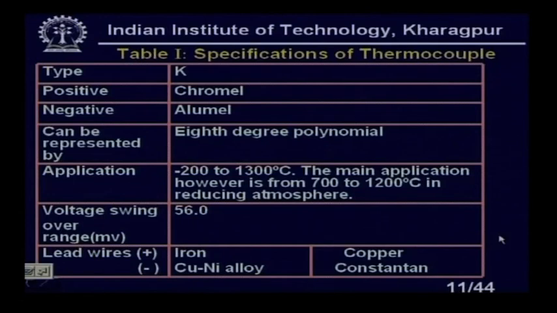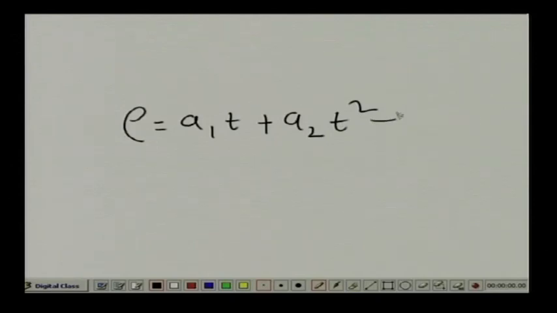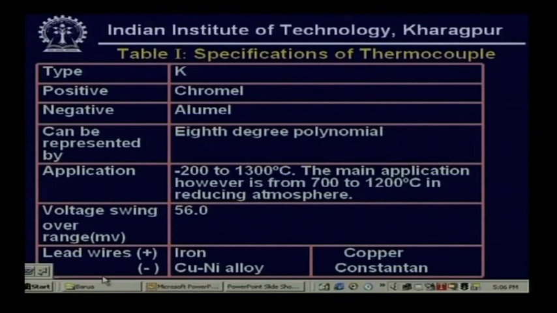Now you see here, this is a chromel aluminum thermocouple, and it can be represented by an 8 degree polynomial. What is that? We have already told, for thermocouples E equal to A1 T plus A2 T square, and so on. In the case of this type of thermocouple, after A8 the coefficients will be insignificant, so I can ignore that. So it can be represented by the 8th degree polynomial, right.